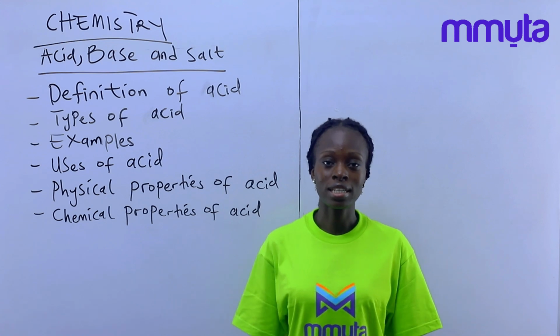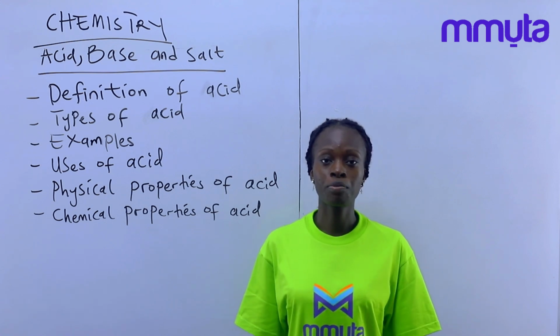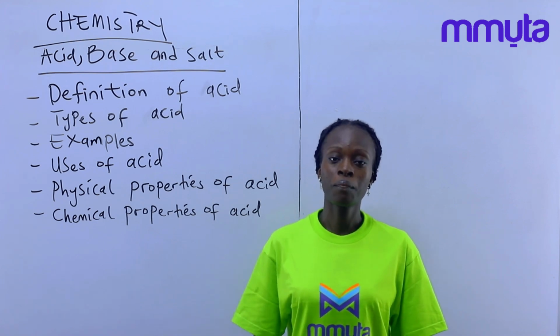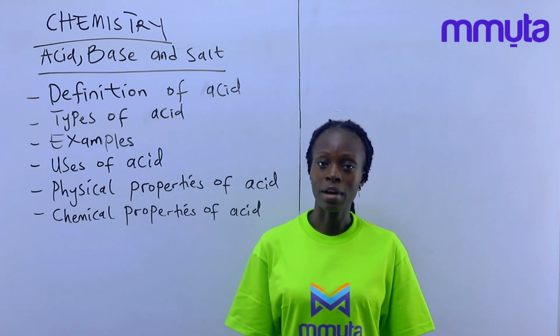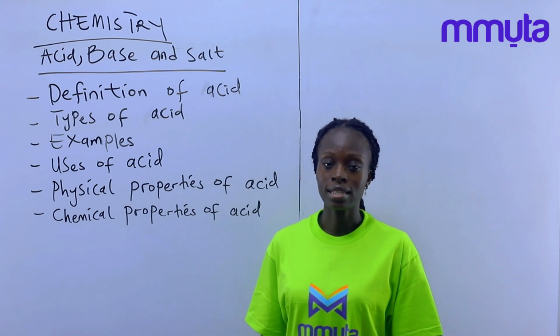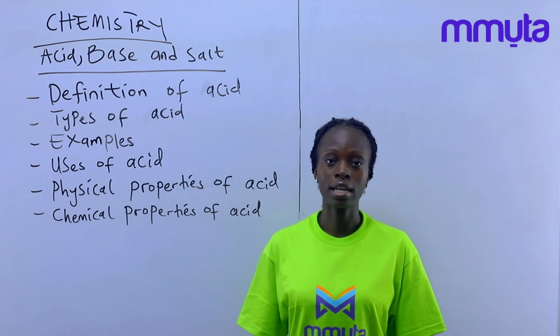Now, the first one, definition of acid. Acid, by definition, is a substance that produces hydrogen ion as the only positive ion. Now, types of acid. Basically, we have two types of acid. We have the organic acid and we have the inorganic acid.